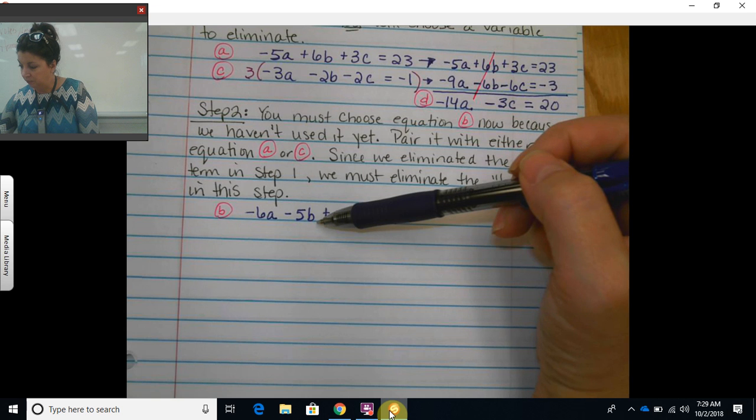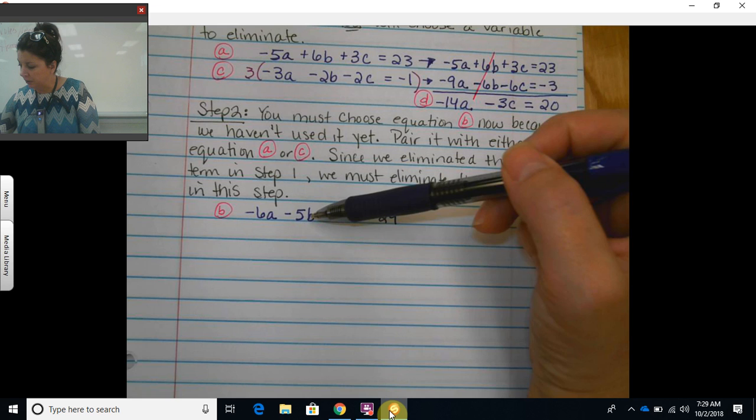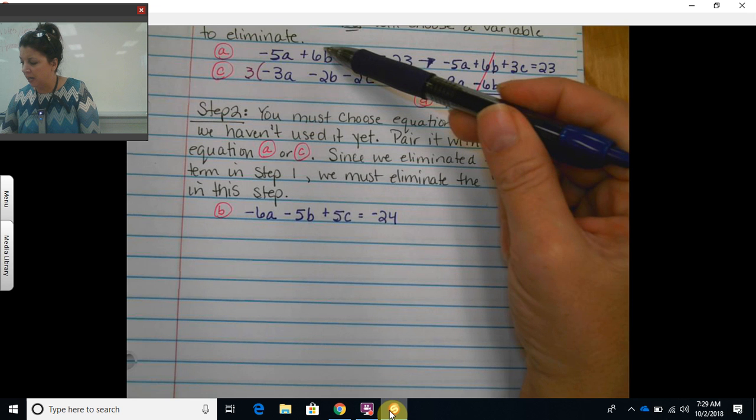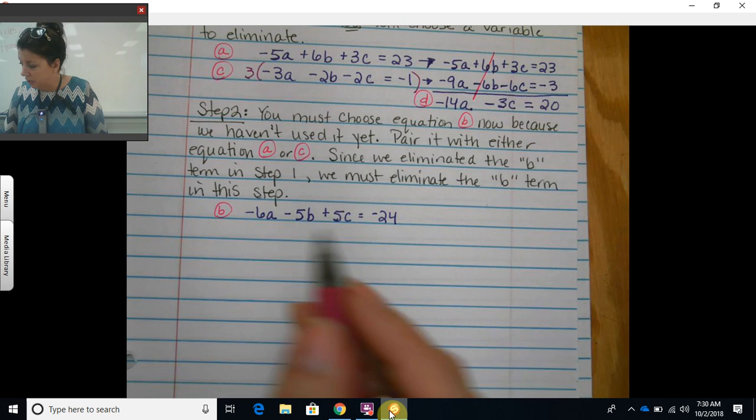Is one of these going to be easier than the other? Not really. We're going to have to multiply both equations regardless, right? The only thing is I would probably pair it with A just because the B term's already positive and this one's already negative. That's just one less thing you have to worry about. But either way, you're going to have to multiply both equations, so it doesn't matter. So I'm going to choose to go with A.